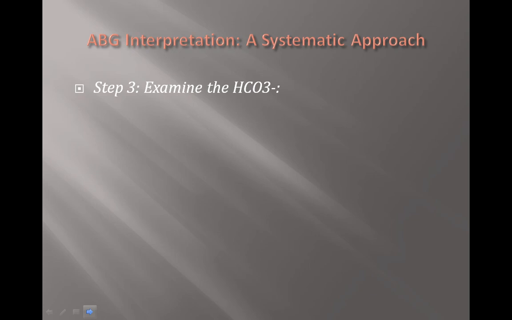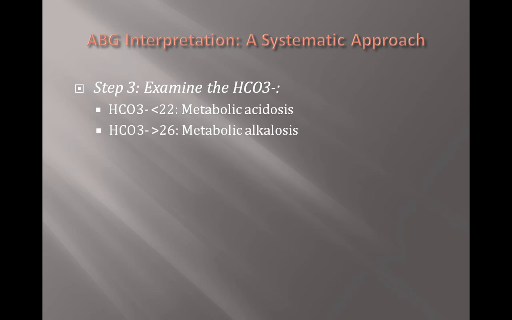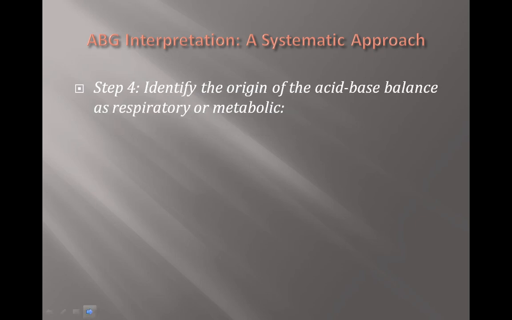Now to step 3, look at the bicarb. A bicarb below 22 will generate a metabolic acidosis, and a bicarb above 26 will cause a metabolic alkalosis. And go ahead and label the parameter.